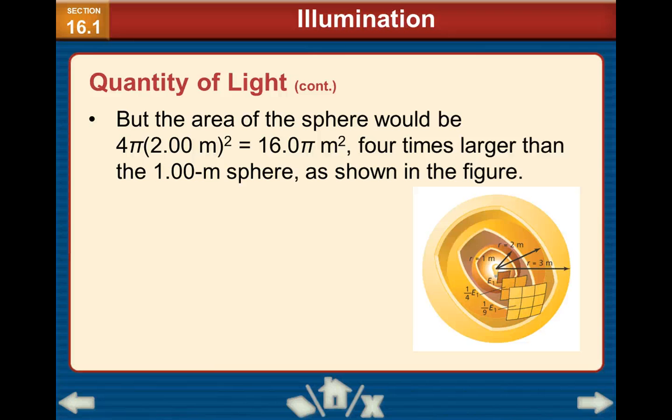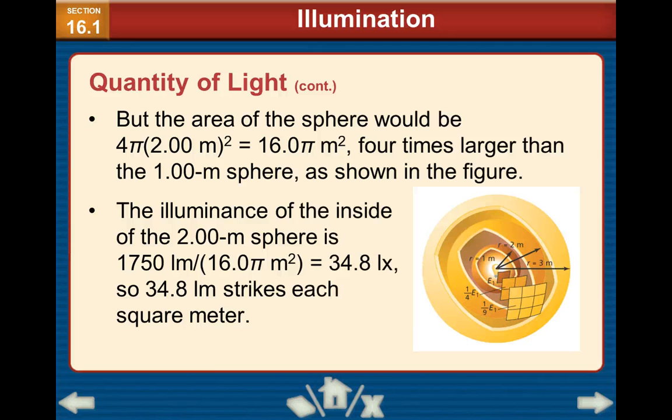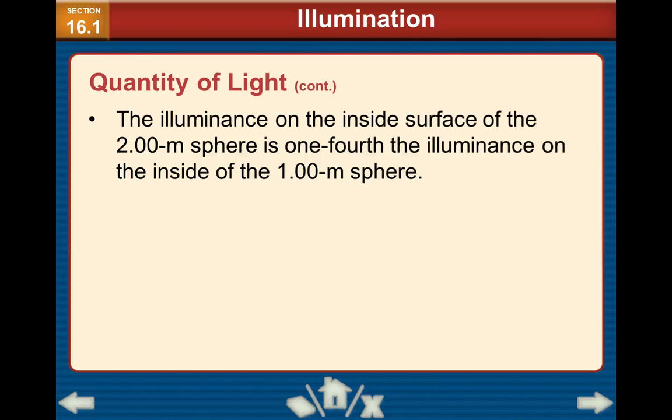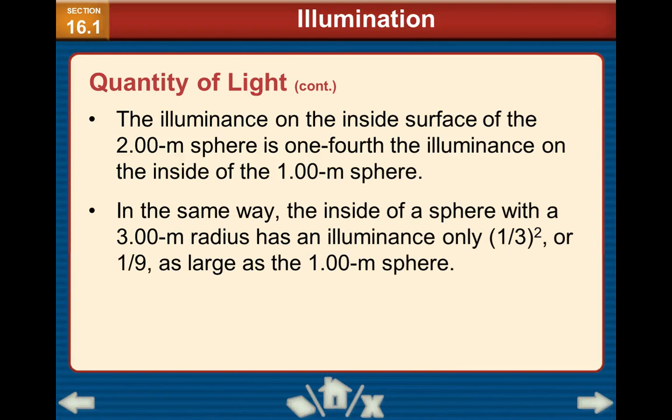In other words, doubling the distance from the light source makes the surface area 4 times bigger. Not just doubled, but 4 times bigger. So the lux goes down to about 35 lux, 34.8. So we say that the luminance at 2 meters is 1/4 of the luminance at 1 meter. If we went out to 3 meters, the area would be 9 times 4 pi, which would be 36 pi, so it would be bigger still.